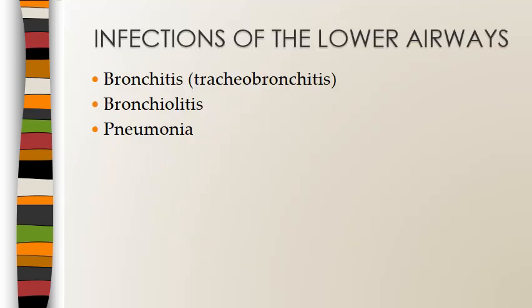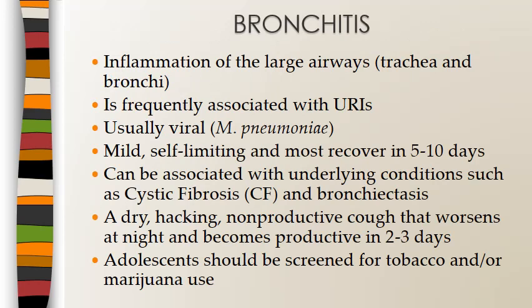So next we're going to talk about infections of the lower airways, and this includes bronchitis, bronchiolitis, and pneumonia. So bronchitis is inflammation of the large airways, which would include your trachea and your bronchi, and it is frequently associated with upper respiratory infections. It's usually viral in nature. It's usually mild, self-limiting, and most children recover in 5 to 10 days.